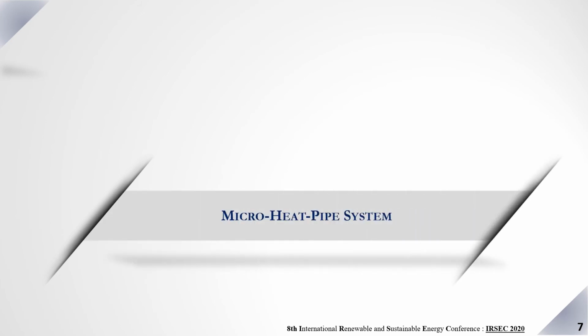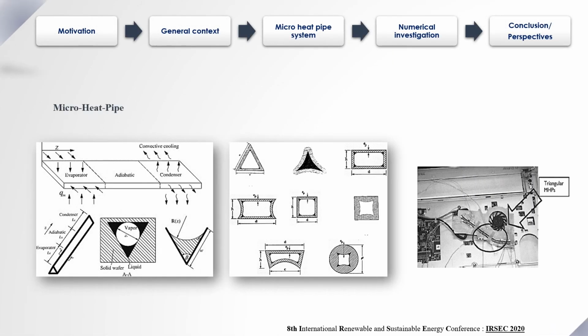Micro heat pipe system. Micro heat pipe is a non-circular channel with sharp edges to provide sufficient driving pressure to the liquid by the increase of its mean curvature at those edges from the condenser to the evaporator, so that the liquid arrives to the evaporation section.